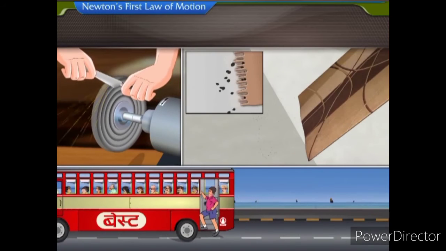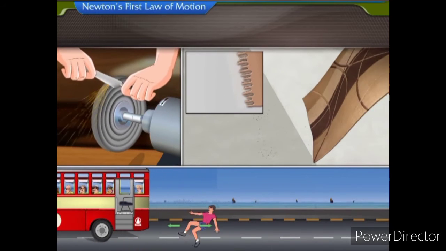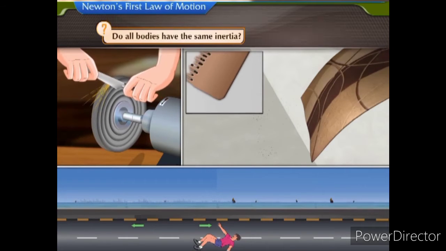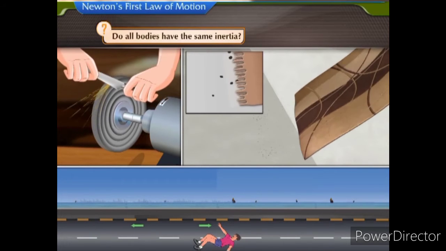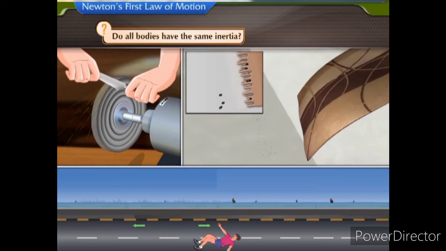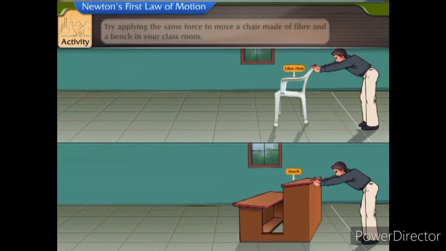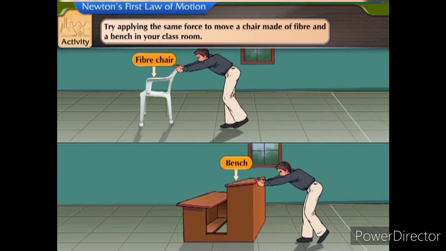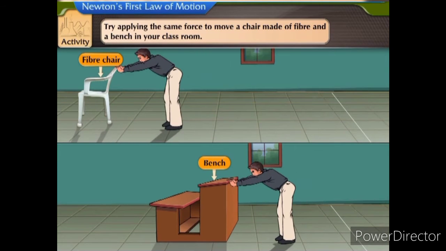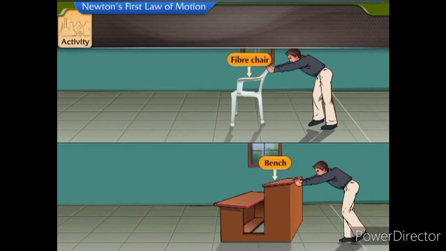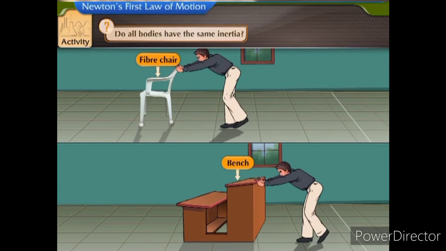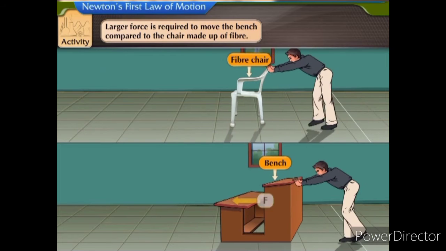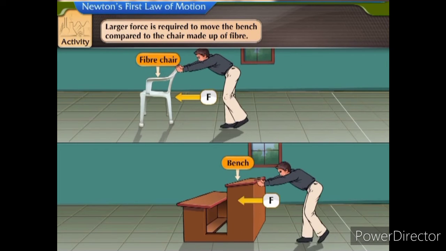Having learnt about the types of inertia, let us now try to answer one question. Do all bodies have the same inertia? Let us find out its answer by performing an activity. Try applying the same force to move a chair made of fiber and a bench in your classroom. What difference do you notice? We require a larger force to move the bench compared to the chair made of fiber.